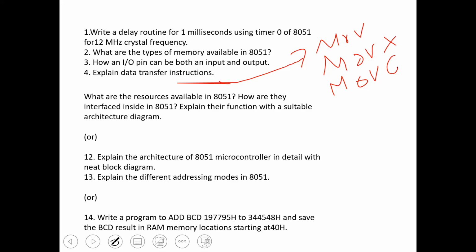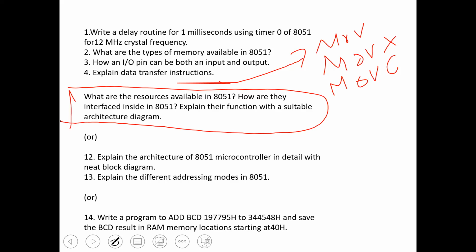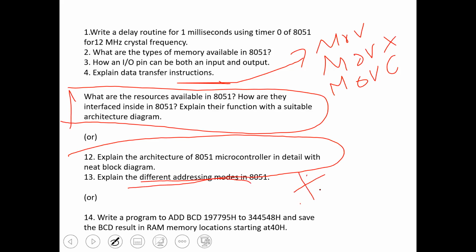Did you remember this question? What are the resources available, and how are they interfaced inside? You all understand the questions. Questions 11 and 12 are the same. For the resources available in 8051, you have to explain the features of 8051, followed by the architecture. But see the next question, same architecture. Now explain the different addressing modes. In the second unit, a very important question is addressing mode.